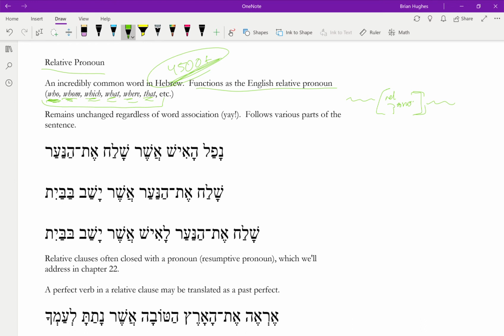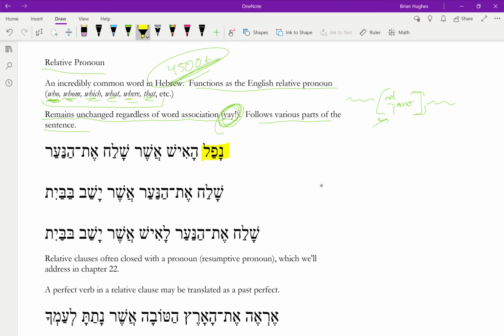So the cool thing about the relative pronoun is that its form remains unchanged regardless of any word association. Yay! Finally, something that doesn't undergo any vowel changes at all. So this was a vocab word for you, and you've got it memorized in all its forms. Good job. It could also follow various parts of the sentence. So this clause, to give you a little bit more info, could come at any point. And so these are some examples that Futato has for you.